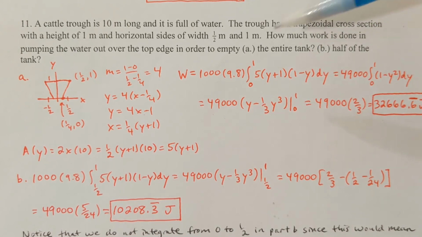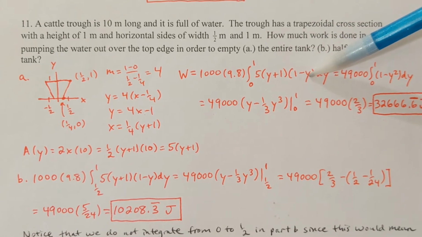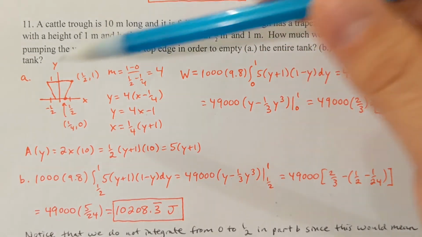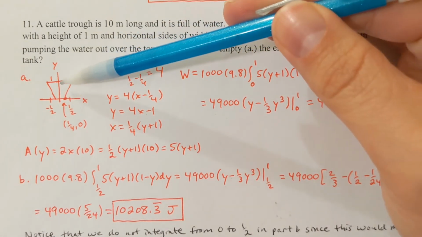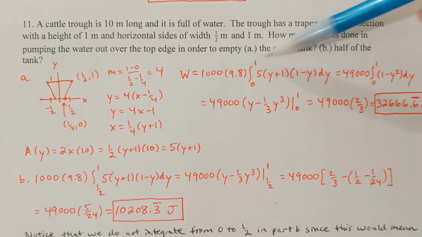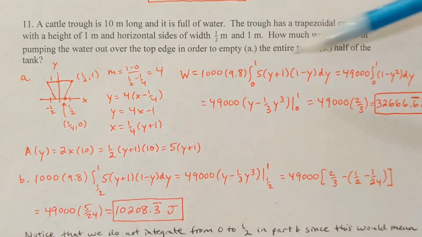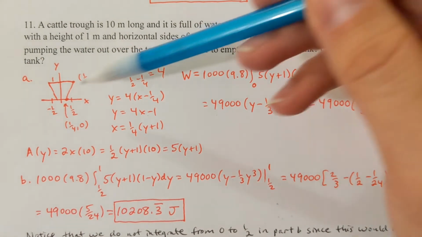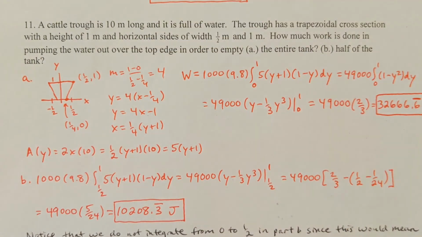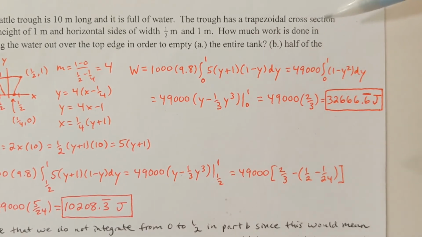So if y is 0, then the tank is completely full at that point. If y is 1, 1 minus 1 is 0, and at that point the tank would be completely empty. Stick a dy at the end. Okay, and here'd be my setup then, representing the problem.